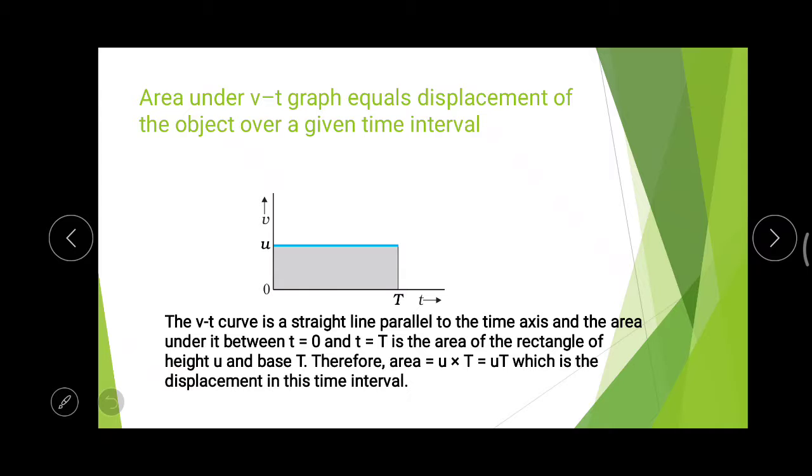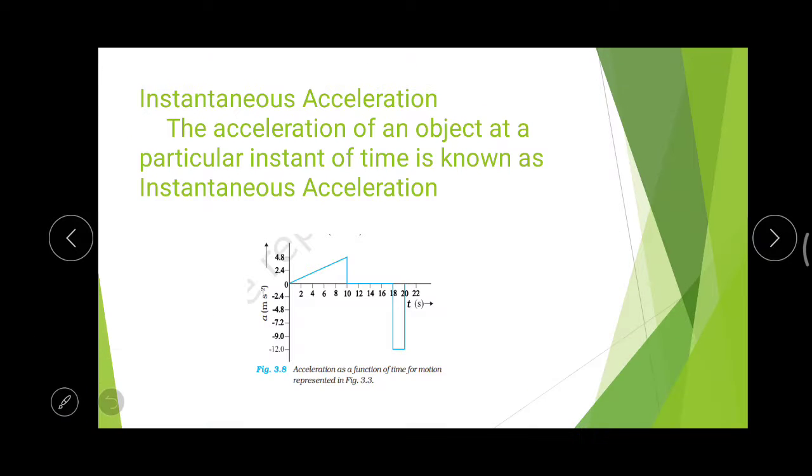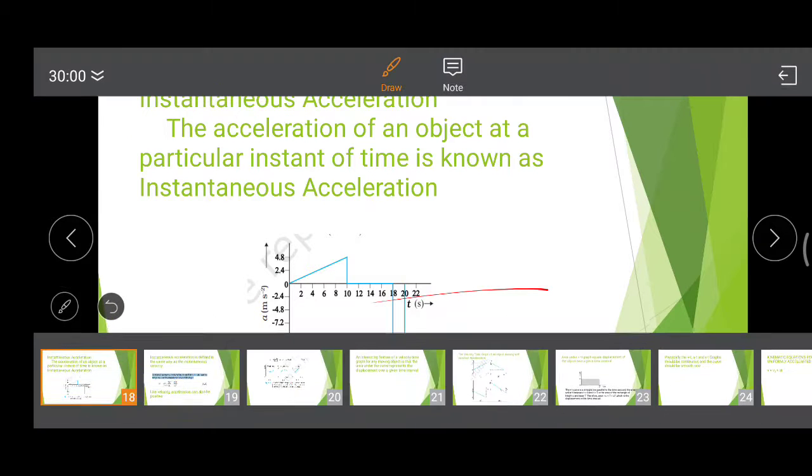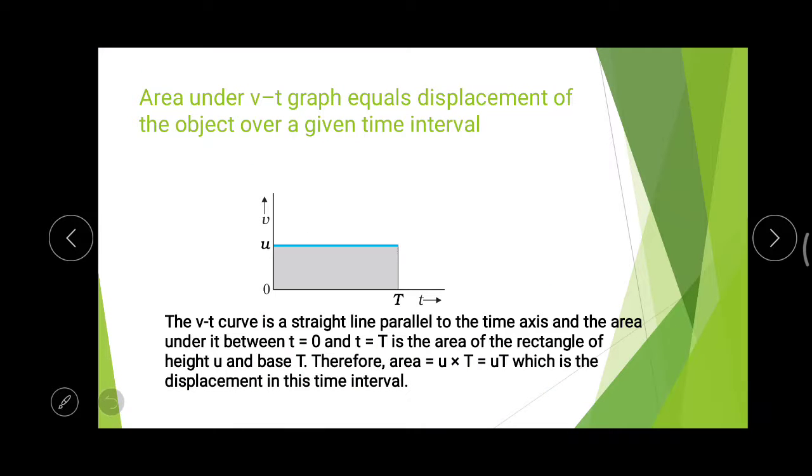Now you know that if the displacement d is given and the time taken t is given, then d by t is equal to the velocity. Suppose here in this case the velocity is given as u, so d by t is equal to u. If you want to find the d value, d is equal to t into u.